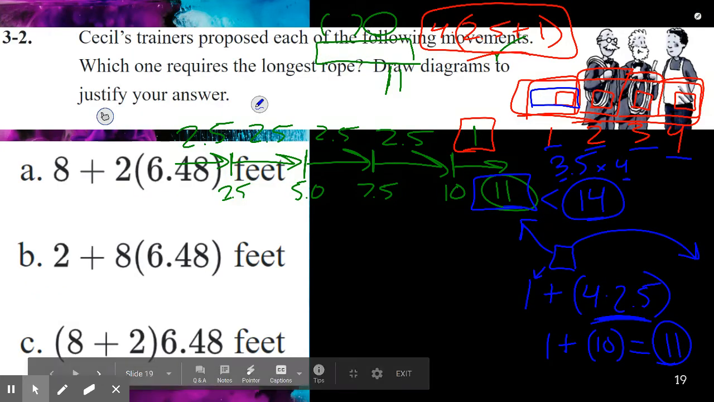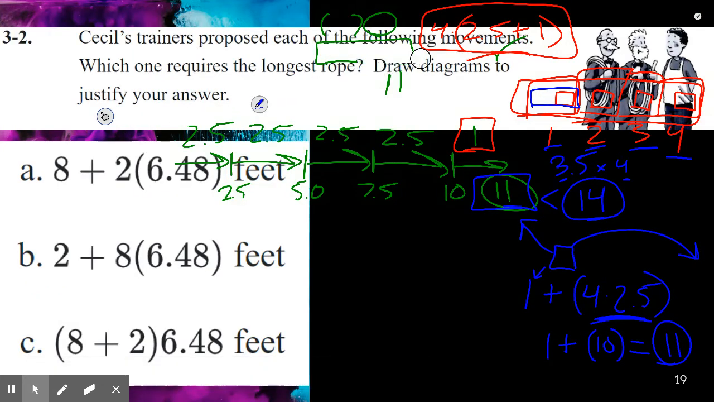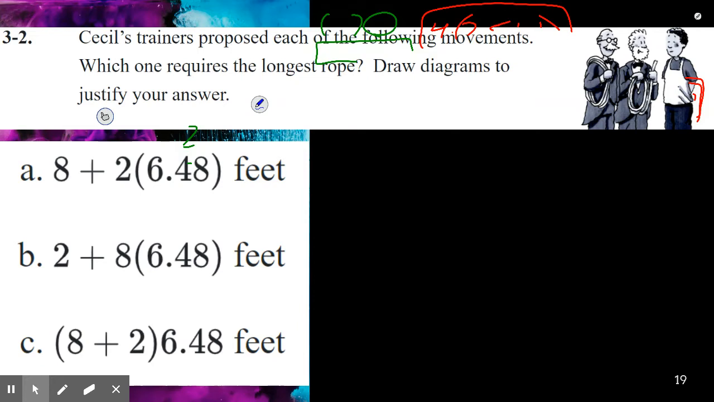All right, now we're looking at simplifying the following expressions. So we have 3 of them here on our screen. Cecil's trainers proposed each of the following movements. Which one requires the longest rope? We're going to draw diagrams to justify our answers. All right, so let's start off with the first scenario.